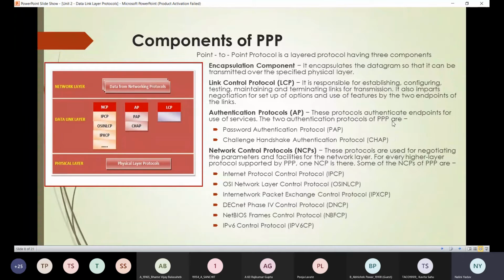Then we have the link control protocol. It is responsible for establishing, configuring, testing, maintaining, and terminating the links for the transmission. It also imparts the negotiation for setup of options and use of features by two endpoints of the link. And then we have the authentication protocols for authenticating endpoint services.